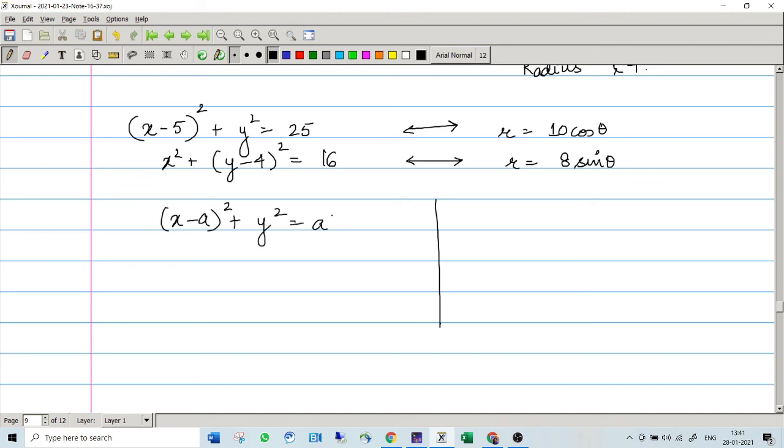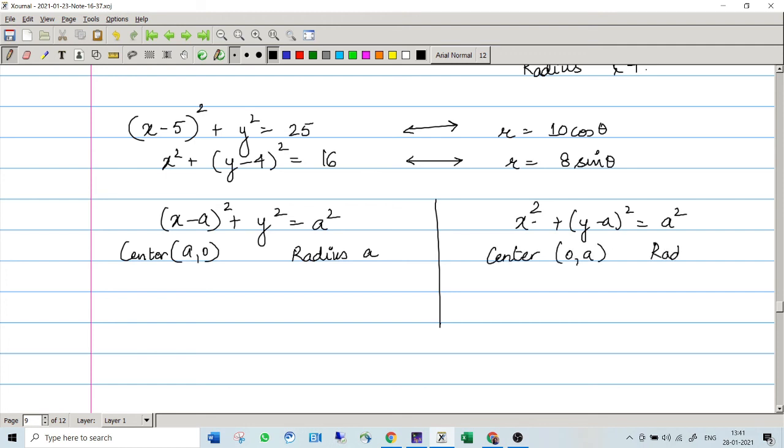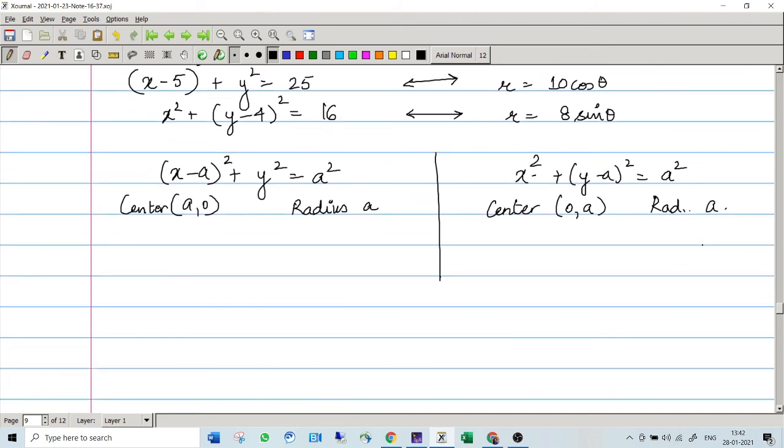In Cartesian coordinates, it is going to be a circle with the center a comma 0 and the radius is going to be a. You have seen it before in high school as well. And if x square plus (y minus a) square is equal to a square type equation is given, then you have this circle with the center 0 comma a, and the radius happens to be a. Now let us compare these with the polar coordinate system.